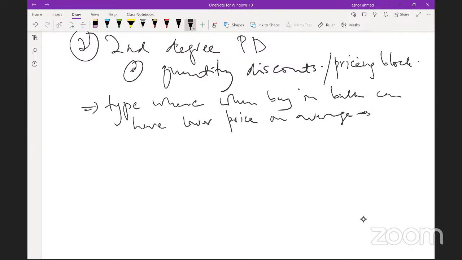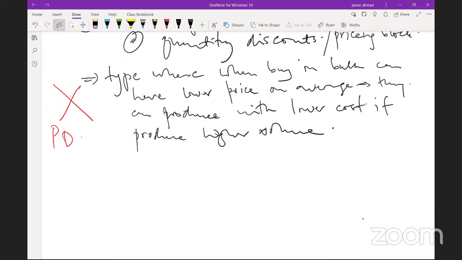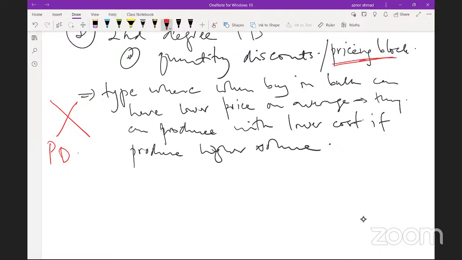This is because they know that they can produce with lower cost if producing a higher volume of quantity. But this is not, repeat, this is not price discrimination. I want you to be able to separate these two. We cannot say this is price discrimination. So that's why I said I prefer using the word pricing block, since quantity discounts is a different one.